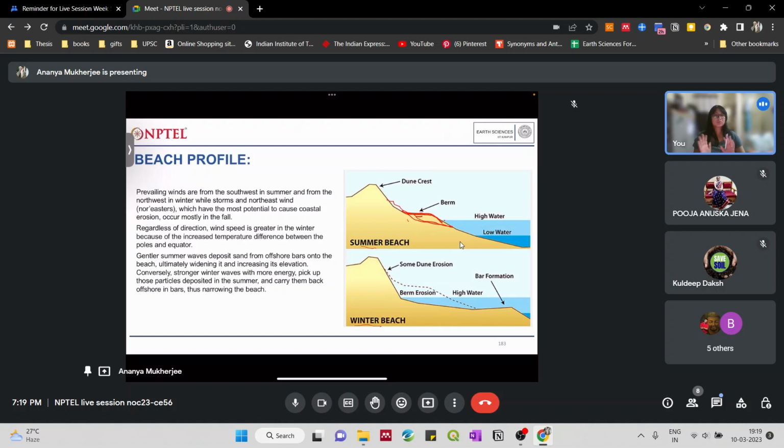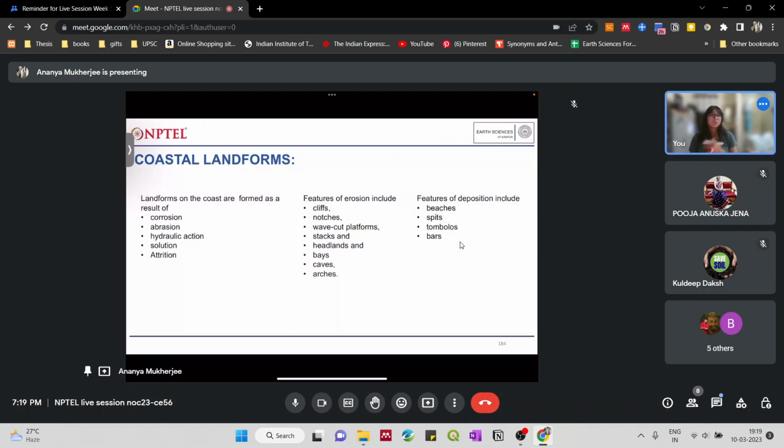Now we come to coastal landforms. We saw how the waves are propagated, what the different kinds of currents associated with wave action are. We also saw what effect the different seasons or the tides might have. Usually, landforms are formed due to corrosion, abrasion, hydraulic action, solution, and attrition. That is caused by the waves.